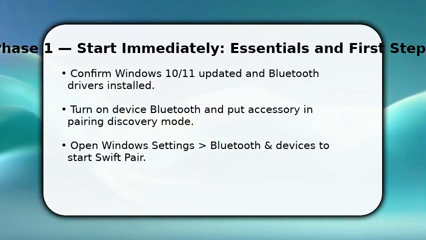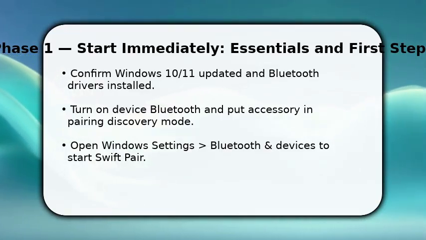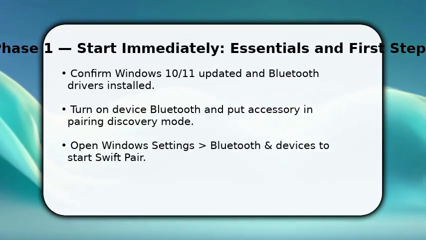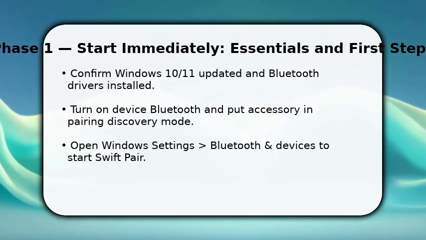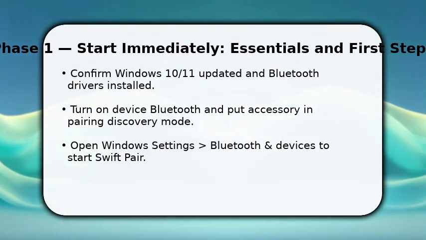Then open Settings, go to Bluetooth and Devices, and keep that page visible. You do this because Swift Pair signals will appear only when Windows is actively scanning. Make sure the accessory is within 3 to 10 feet for reliable discovery before moving to the next step.